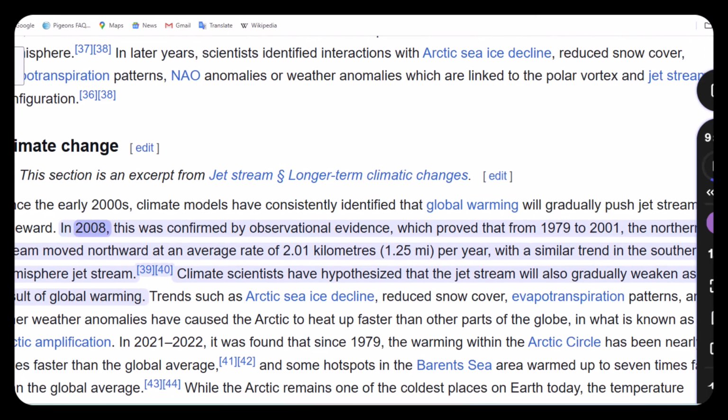In 2008, this was confirmed by observational evidence, which proved that from 1979 to 2001, the northern jet stream moved northward at an average rate of 2.01 kilometers, 1.25 miles per year, with a similar trend in the southern hemisphere jet stream.